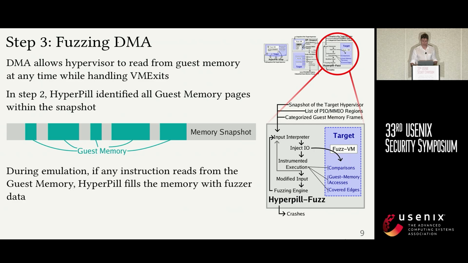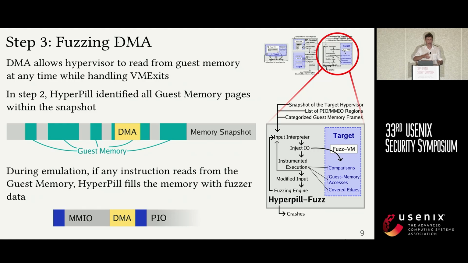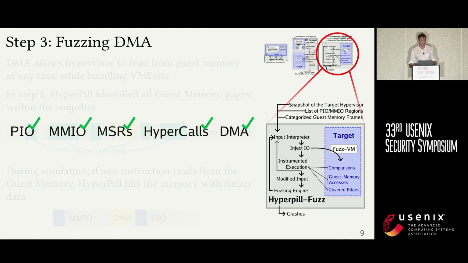But in the second stage, we identified all of the memory that the hypervisor allocated to the guest. And since we're running in an emulator, we can check if every single individual instruction that's running is interacting with the guest memory. And if an instruction reads from the guest memory, we can populate that region in the guest memory with fuzzer-provided data, which is contained in the input alongside the I/O operation that actually triggered the DMA access by the hypervisor. And with that, we're able to fuzz all of the major input spaces for hypervisors.